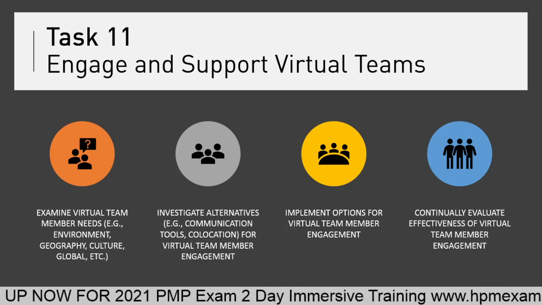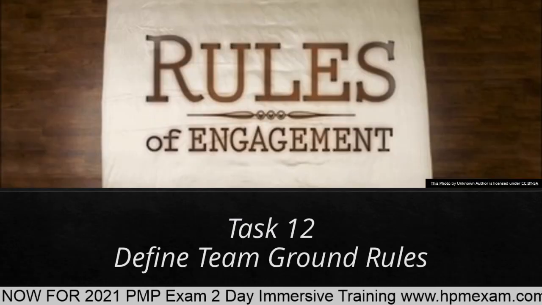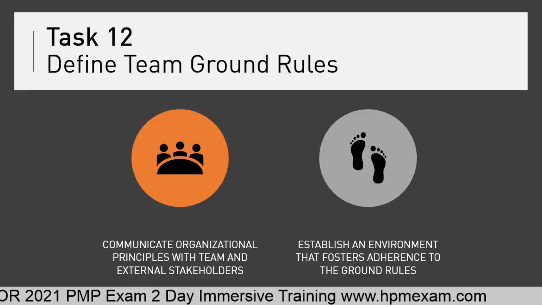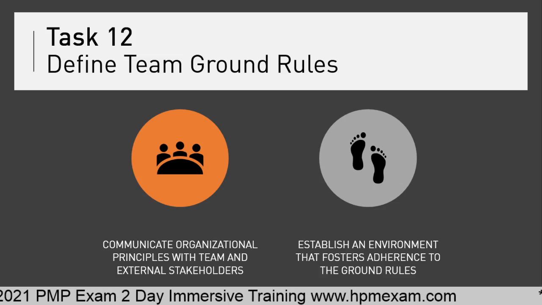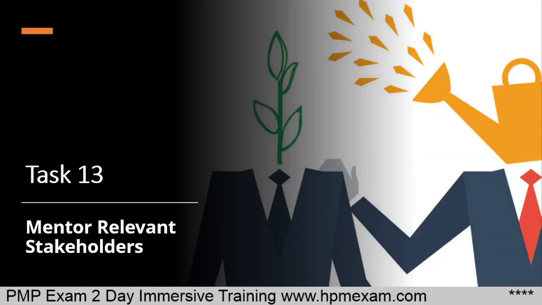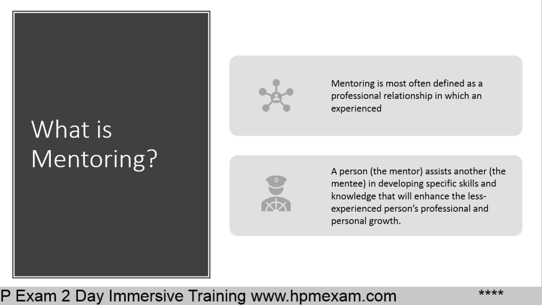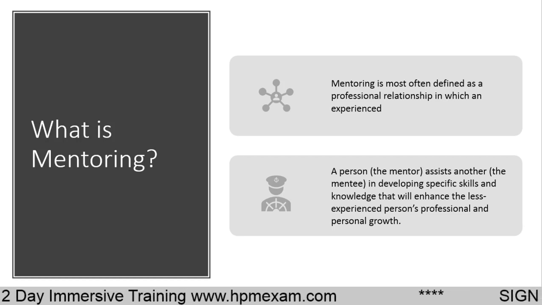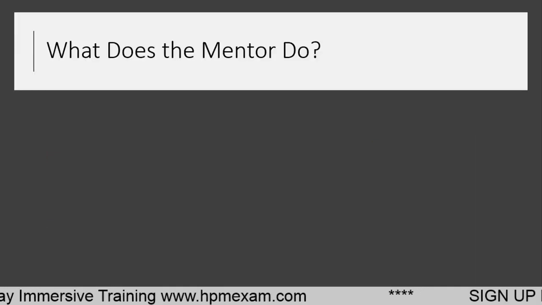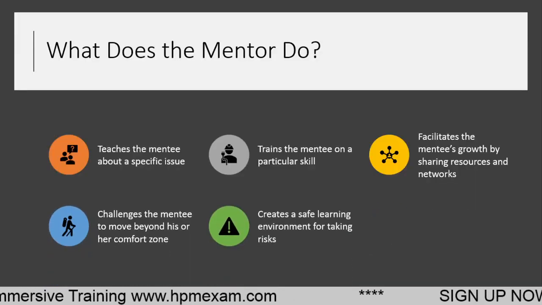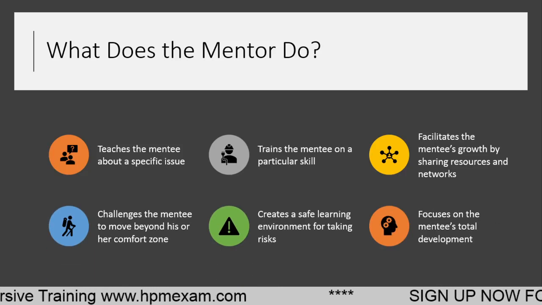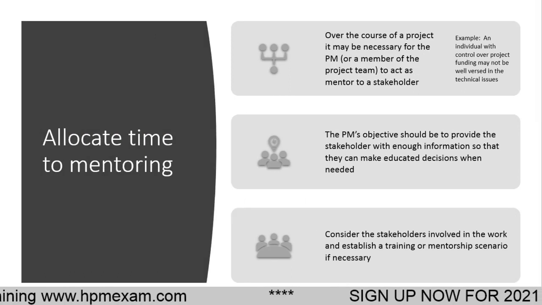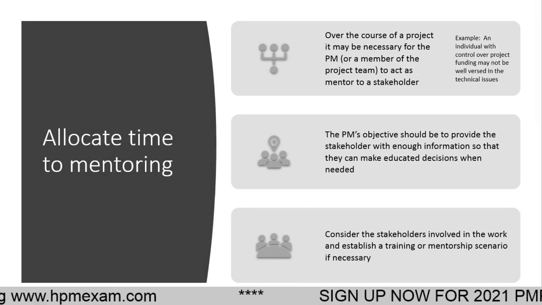Task 12, define team ground rules. Ground rules exist in the team charter. We also refer to this as team contract, social contract. Be aware of things like that. Number 13, mentor relevant stakeholders. Mentoring is very evident. It's when you are pretty much telling, teaching, or instructing on a one-to-one close proximity basis. Different from coaching, which is when you bring out the answer from the client. There's a difference between telling and teaching versus coaching, which is bringing out that nugget, that answer that lies within the individual being coached.